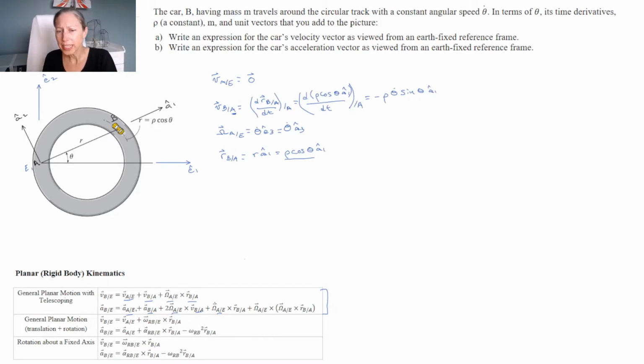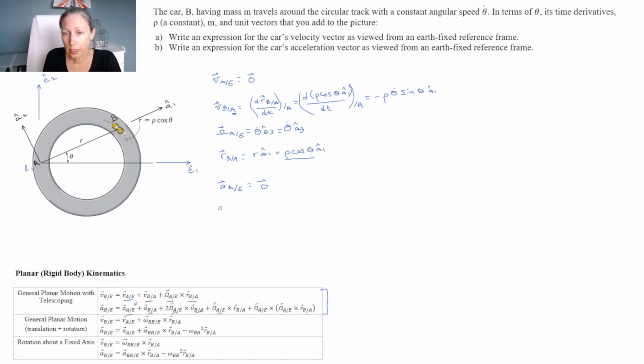Now I'm going to go ahead and write expressions for the acceleration terms, because I know we're going to need those. I'm going to start with the acceleration of A with respect to E, and again, point A is not moving with respect to E, so this is just the zero vector.